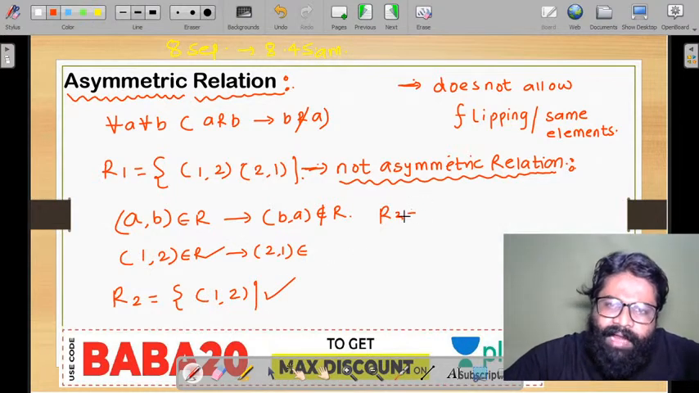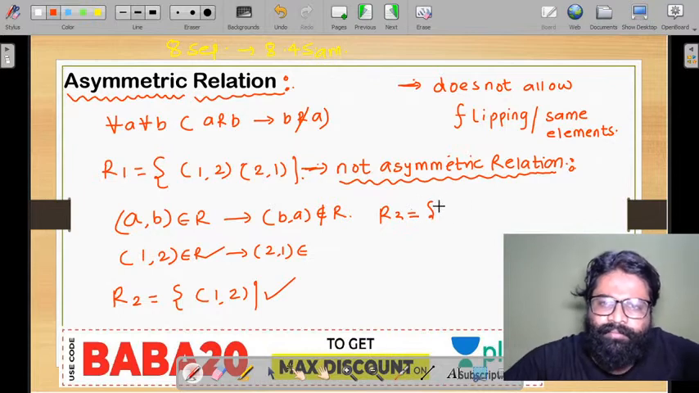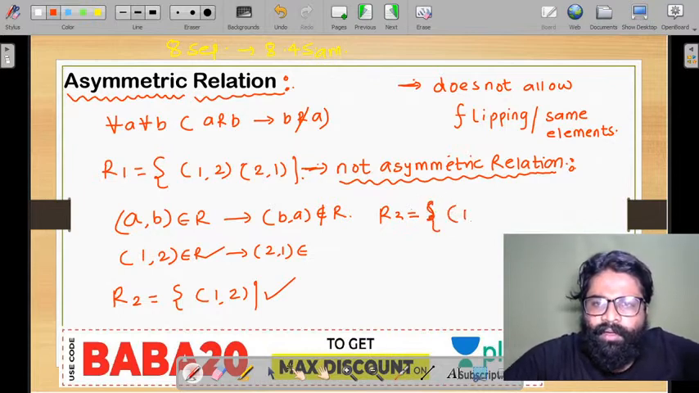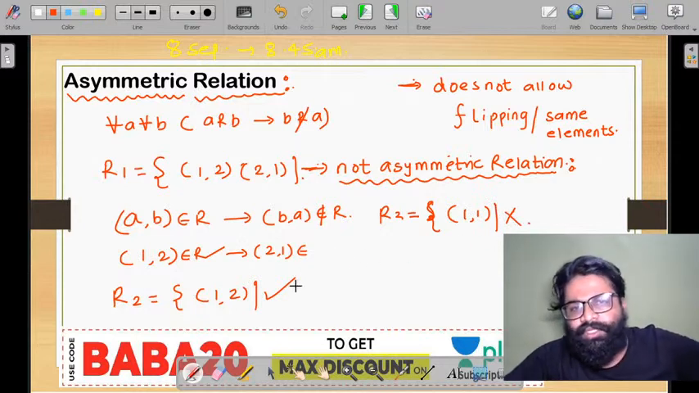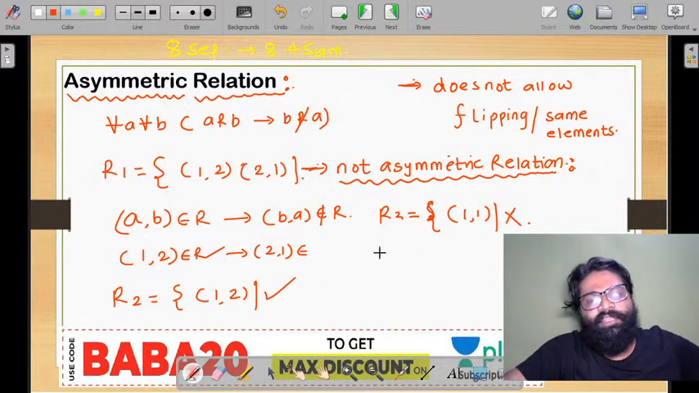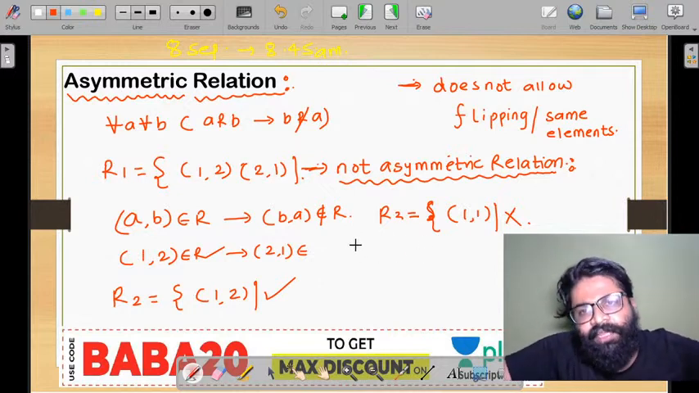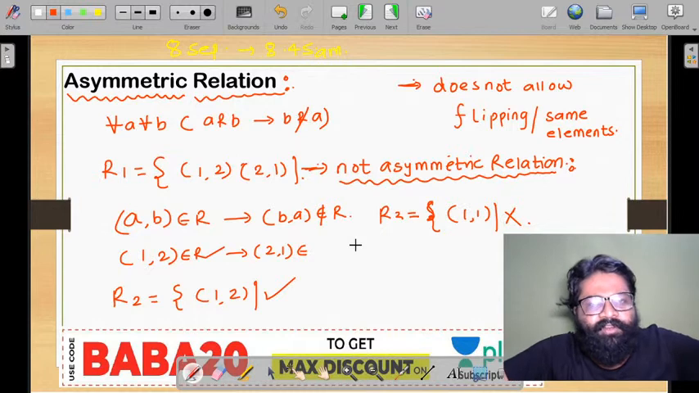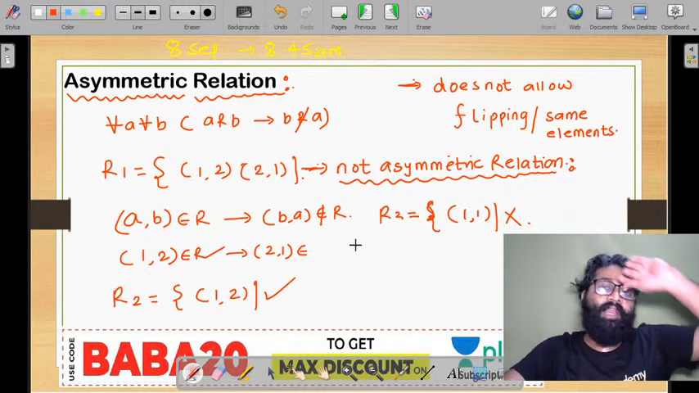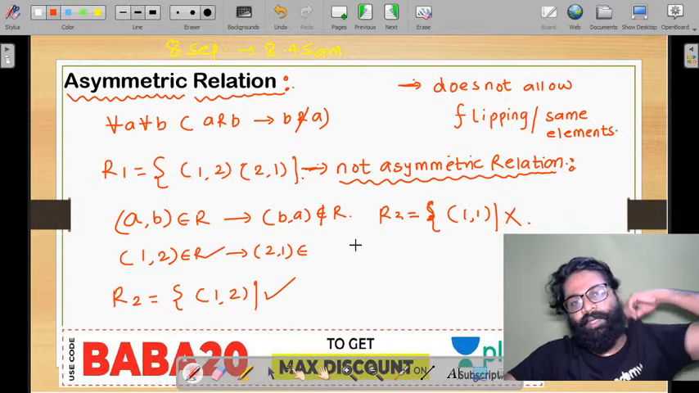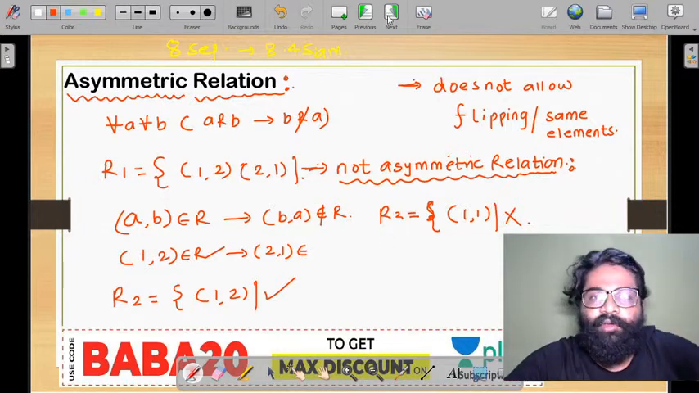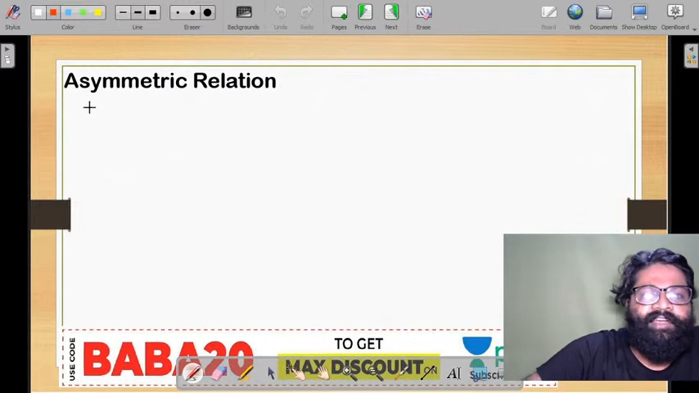Sir, R3, what will happen if there is the same element? 1 comma 1 will not be an asymmetric relation. Asymmetric will never allow the flipping, and it never allows the same element, that you have to understand with respect to asymmetric relations.